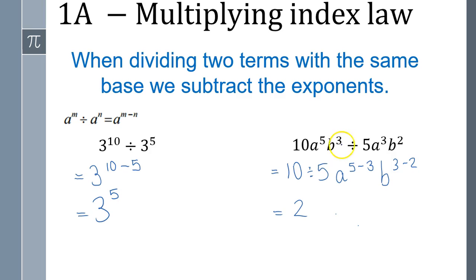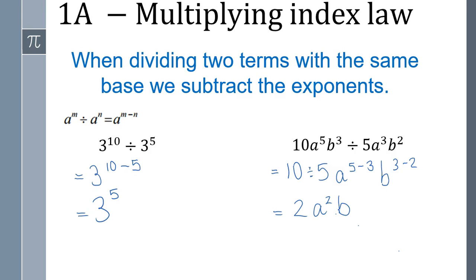Now, if you have, say, a C here and nothing over here, you would just leave it as is, okay? Because it's not being divided by anything, it's just being divided by 1, so it stays the same. But those that are on both, we have to collect them and deal with them. So A to the power of 5 take 3 would be A to the power of 2, and B to the power of 3 take 2 would be B to the power of 1, or just B.